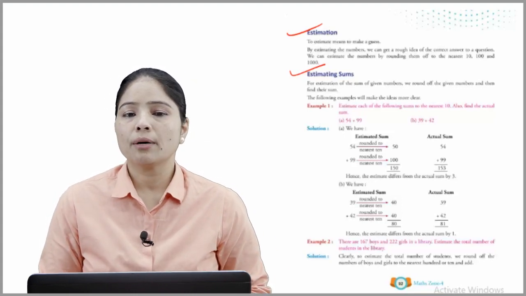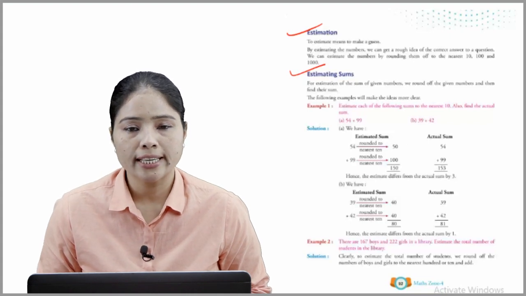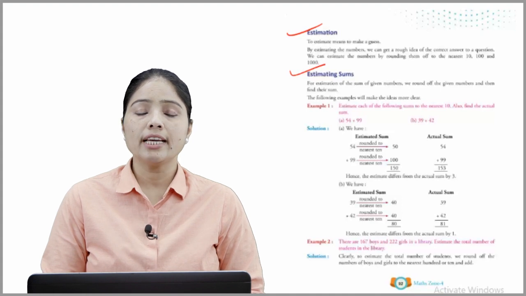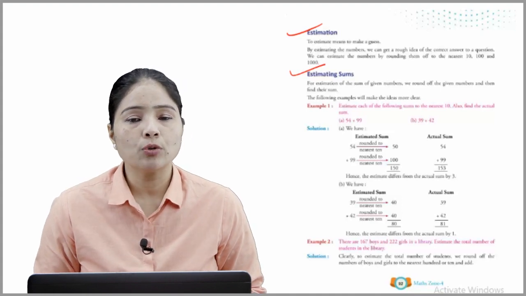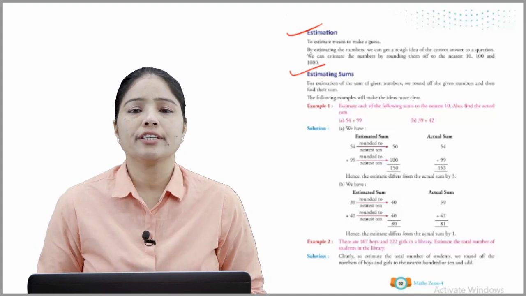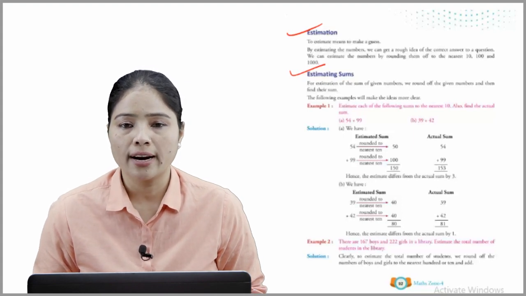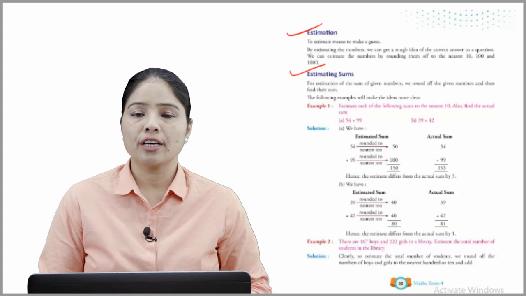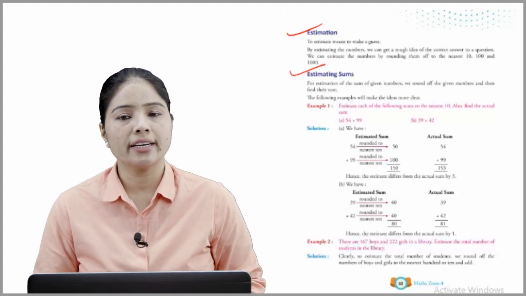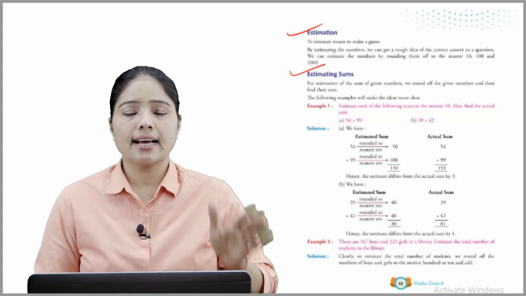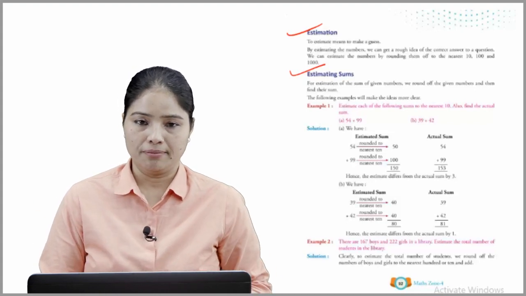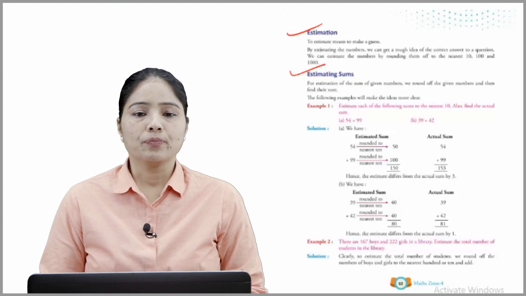Estimated sum: 54 rounded to the nearest 10 becomes 50. 99 rounded to the nearest 10 becomes 100. So 50 and 100 make 150, and the actual sum of 54 plus 99 is 153. Hence the estimate differs from the actual sum by 3. I hope you understood well.